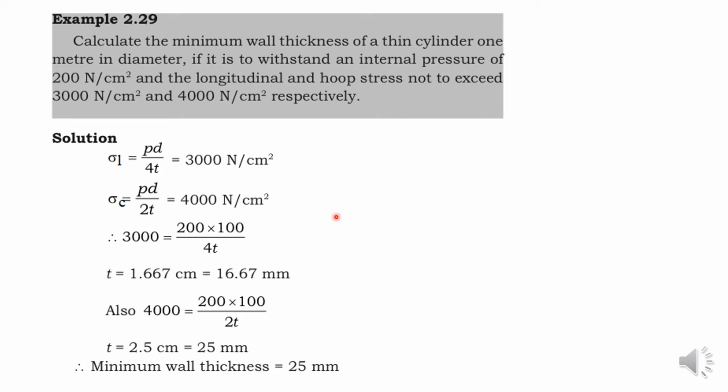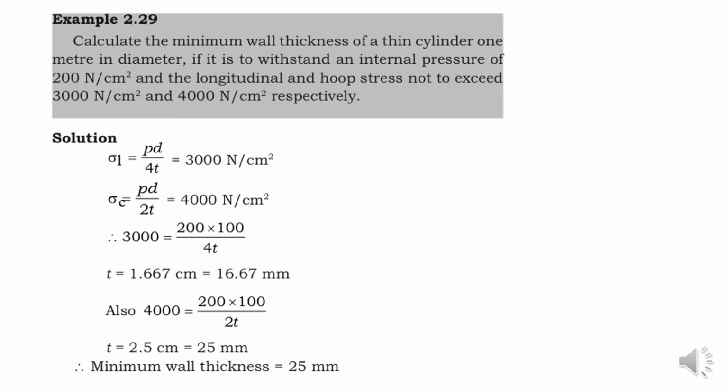and the values of longitudinal and hoop stress are given. So the longitudinal stress, that is PD by 4T, equals 3000 Newton per centimeter square, and PD by 2T, that is hoop stress, equals 4000 Newton per centimeter square. Okay, hoop stress is also called circumferential stress. Now we have the equations PD by 4T equal to 3000 and PD by 2T equal to 4000. Take the first one and find the value of thickness T, which is 16.67 mm, and take the second equation, again find the thickness, which is 25 mm.